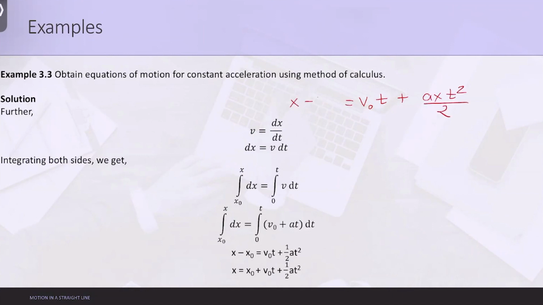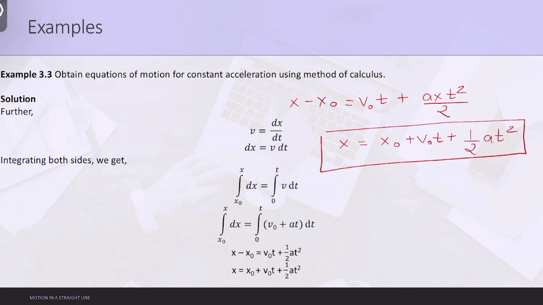And the left hand side was x minus x naught only. So therefore we got x is equal to x naught plus v naught t plus half a t square. That is how you got the second kinematic equation.